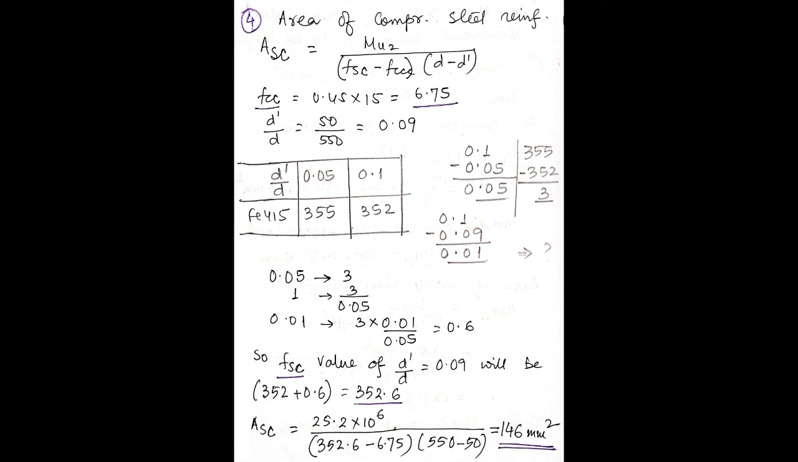So if there is a change of 0.05, the value changes by 3. If it is by 1, then it is 3 by 0.05. We are using the unitary method like we learnt in the 7th, 8th standard. And then for 0.01, how much will it be? 3 into 0.01 divided by 0.05, that is 0.6. So the Fsc value for d dash by d equal to 0.09 will be 352 plus 0.6.